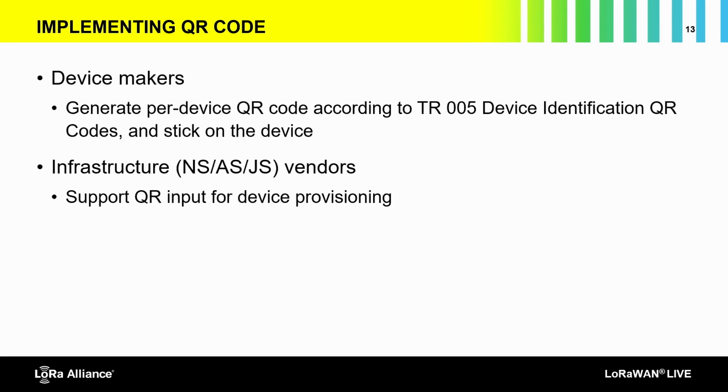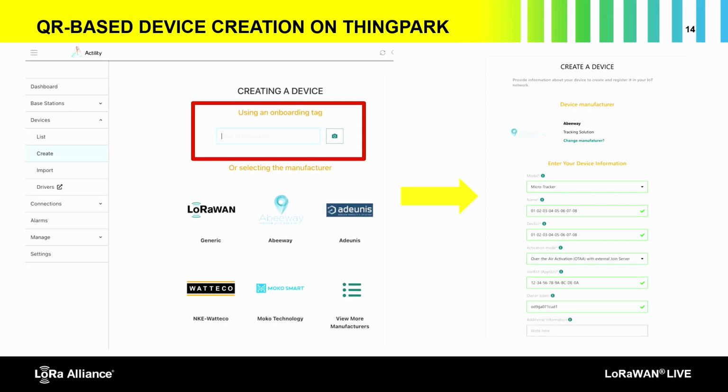So what do you need to do? Well, as a device maker, you should read TR005, the Technical Recommendation 5 Device Identification QR codes, to see the precise format with examples, and produce such QR codes and put them on the box or on the device. And as infrastructure vendors, whether you're a network server, join server, or application server provider, you should support QR input for device provisioning.